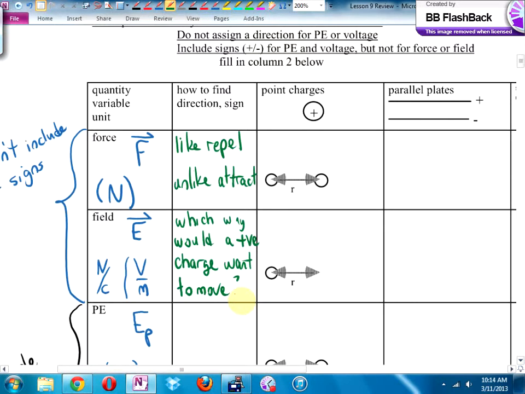Which really means from positive to negative. I don't use that one because often you won't have both a positive and a negative in your picture. You only have one or the other. Well, then you imagine a little tiny positive test charge at that location. You can figure out like or unlike, repel or attract, which way would it want to go. So I'm also trying to tie it into the previous one.